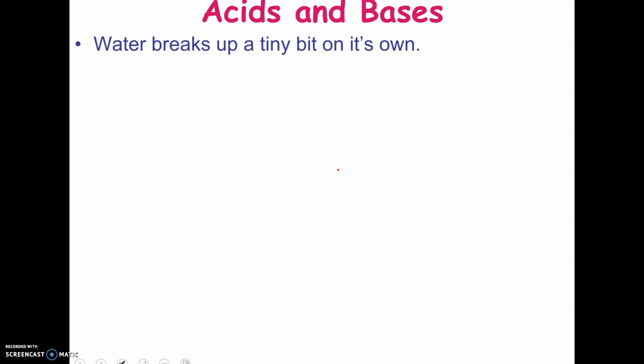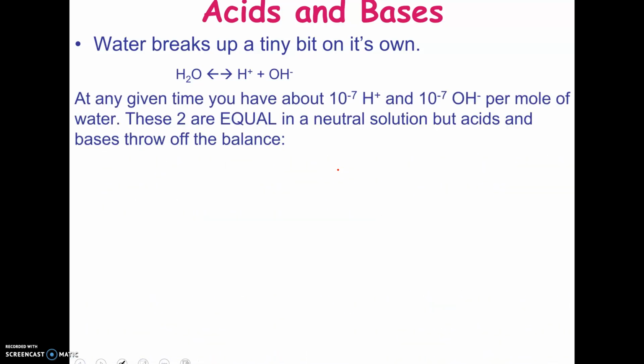All right, acids and bases. This is another one that you may not have gotten to in honors chem. Water breaks up a teeny little bit on its own. It breaks into hydrogen ions and hydroxide ions. It's actually a very tiny amount. In a mole of water, if you remember that's 6.02 times 10 to the 23rd molecules of water, you have about 10 to the negative 7th hydrogen ions, and 10 to the negative 7th hydroxide ions per mole. And in a neutral solution, these are equal to each other.